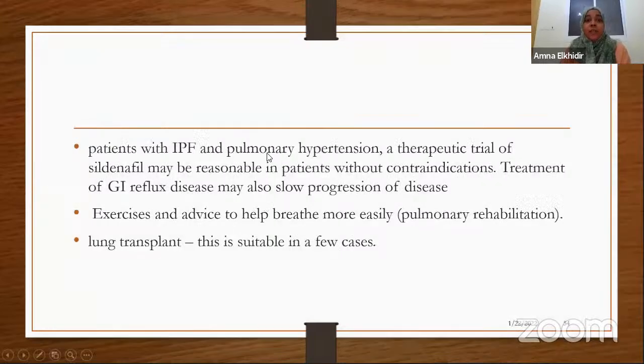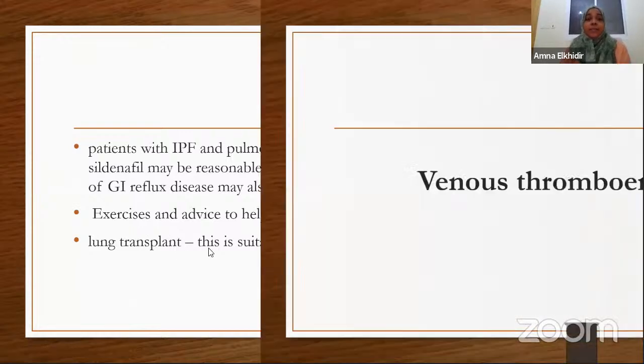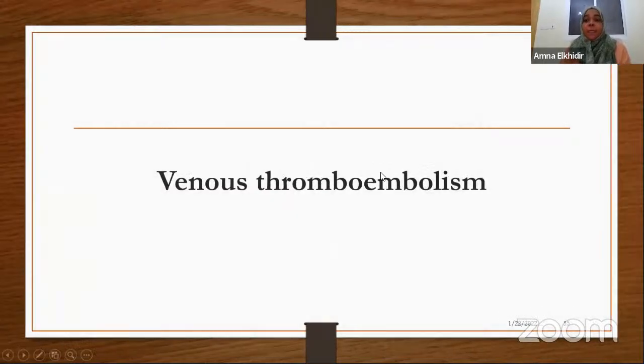If the patient also has symptoms of pulmonary hypertension, we can start sildenafil, if the patient has no contraindication to using it. And also treating GI reflux may slow the progression of idiopathic pulmonary fibrosis. We can do pulmonary rehabilitation as in COPD patients, and the last thing is lung transplant.